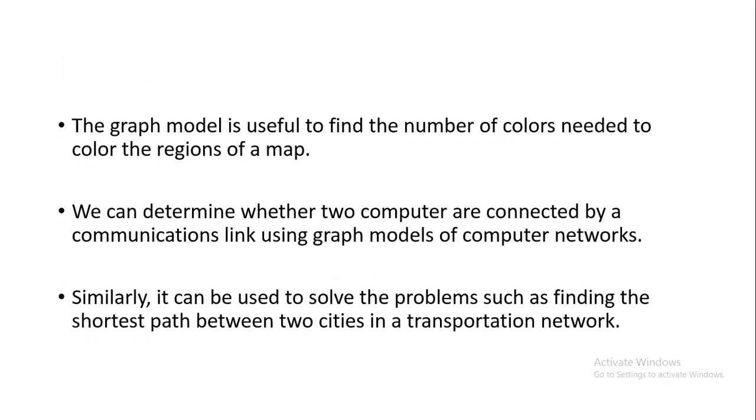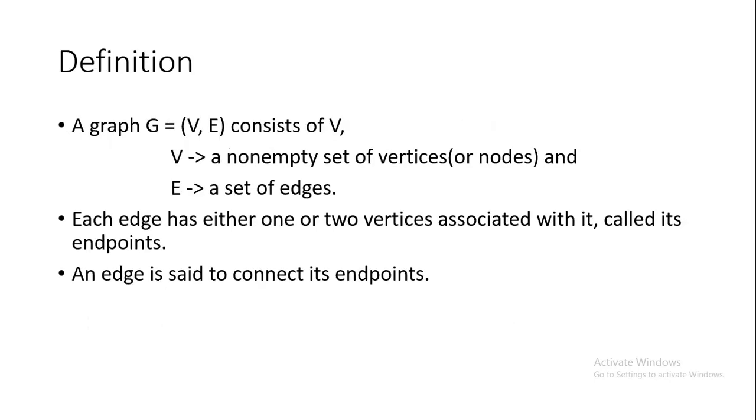The graph model is useful to find the number of colors needed to color the regions of a map. We can determine whether two computers are connected by a communication link using graph models of computer networks. Similarly, it can be used to solve problems such as finding the shortest path between two cities in a transportation network.